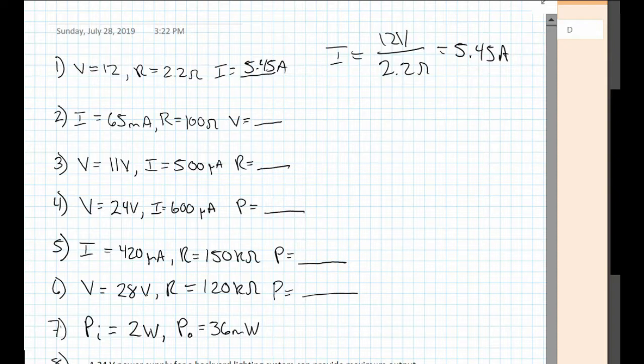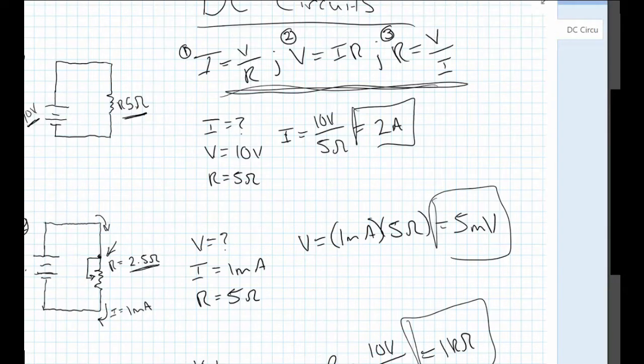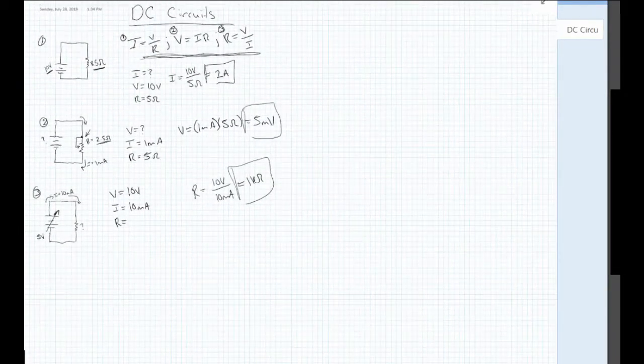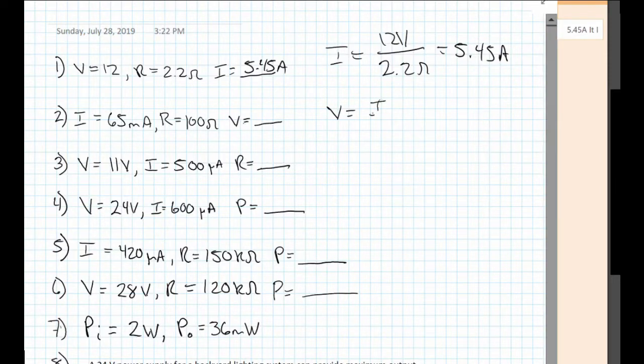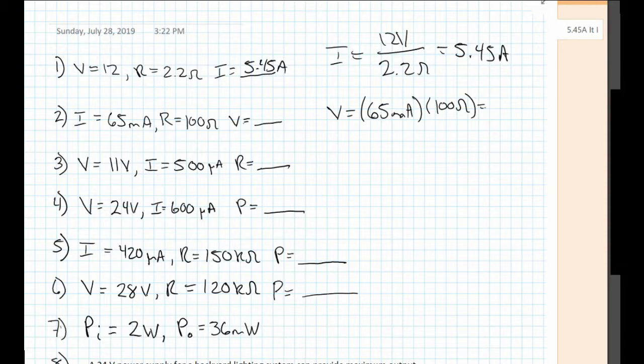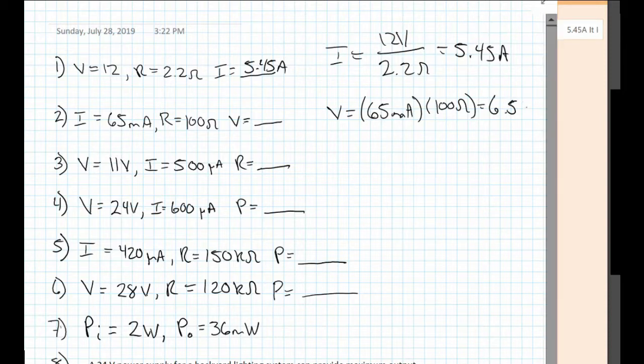All right, now looking right here, what are we looking for? So we're looking for the volts. So we know voltage is equal to, what was it equal to? Current times the resistance. So the current was 65 milliamps times the resistance of 100 ohms. That's why it's good to memorize this stuff so you don't have to do this during a test. But I'm horrible at memorization, so forgive. 6.5 volts.